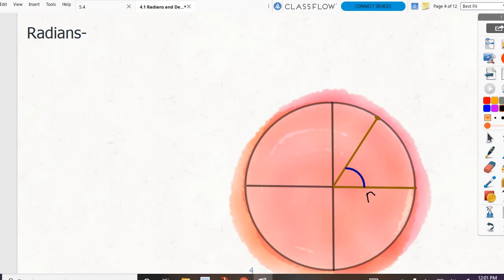So then what you're going to do is take the straight length of our radius and put that on the arc of our circle. You want to mark off the same distance on the outside of your circle using your string. So you're going to lay your string on the edge of the circle and mark where it would hit that same distance.